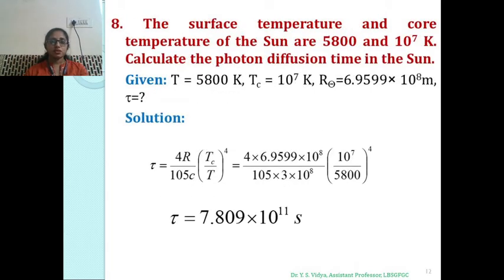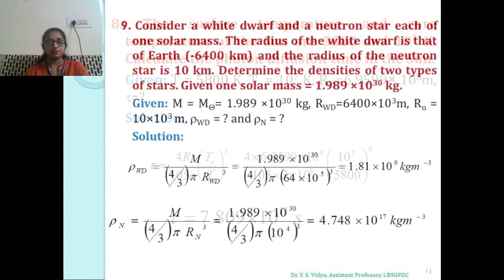The surface temperature and core temperature of the sun are 5800 and 10^7 Kelvin. Calculate the photon diffusion time in the sun. Here they have given the surface temperature of the sun as 5800 Kelvin, and Tc equal to 10^7 Kelvin. Radius of the sun is 6.9599 × 10^8 meters. We have to calculate the photon diffusion time. The photon diffusion time is given by 4R divided by 105 C times (Tc divided by T) whole to the power of 4. Just substitute these values and we get the photon diffusion time equal to 7.809 × 10^11 seconds.